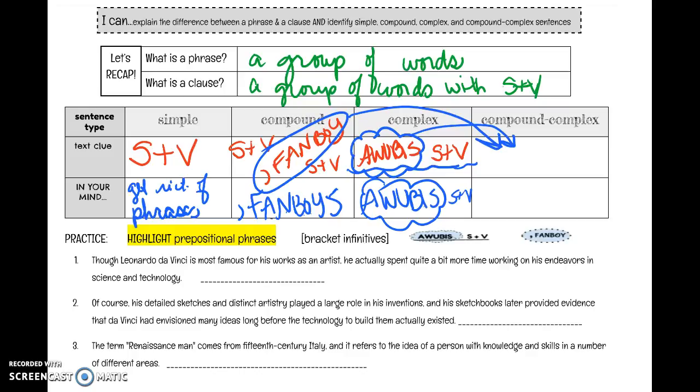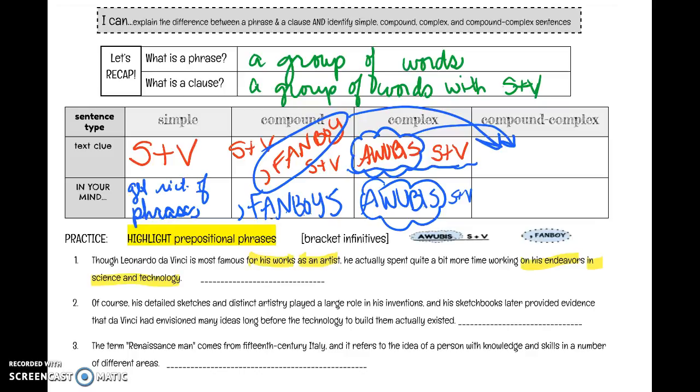So I'm going to look for any phrases that I can get rid of. I'll start with prepositional phrases. I see for. Now I know that for can be a FANBOY. Here, though, it's got a noun after it, for his work. As. I know as can also be an AWUBIS, but I just see as an artist. There's no verb there, so I know it's a prepositional phrase. On his endeavors, and in science and technology. Now that I've identified those, I can get rid of them. I'm not going to say those anymore. They're not part of the sentence that I'm looking for.